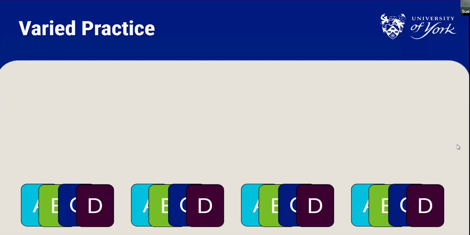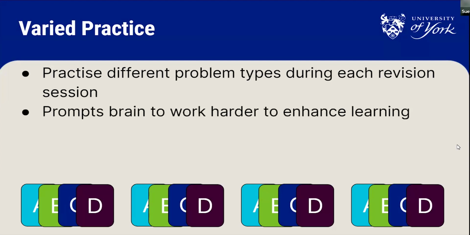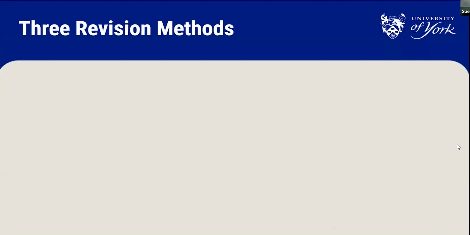Another technique is varied practice, and this means practicing different problem types during a revision session. For example, in this example, A, B, C, D are revised together, and as per previous techniques, you could mix up the order. This method prompts the brain to work harder, enhancing overall learning, and also improves problem-solving skills.